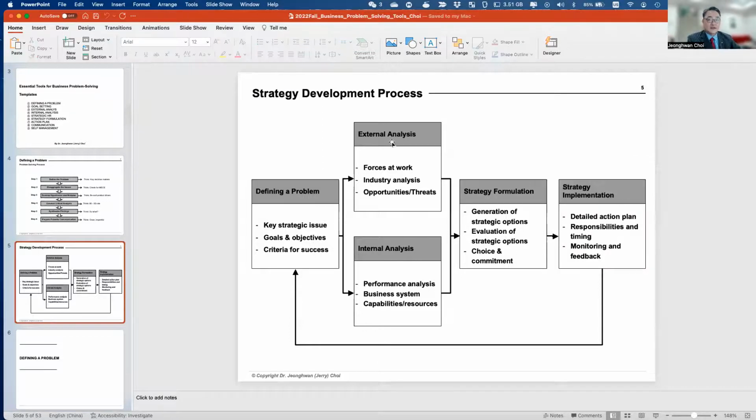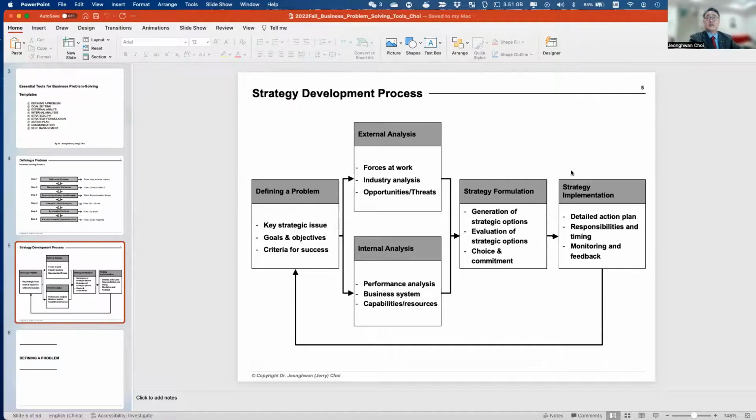External analysis: we will do the five forces, industry analysis, opportunities and threats. Internal analysis: we will conduct performance analysis, business system capability analysis, and resources analysis. Then that helps us not to lose. 백전불태, not lose. However, in order to win, we must build up the right business strategy.